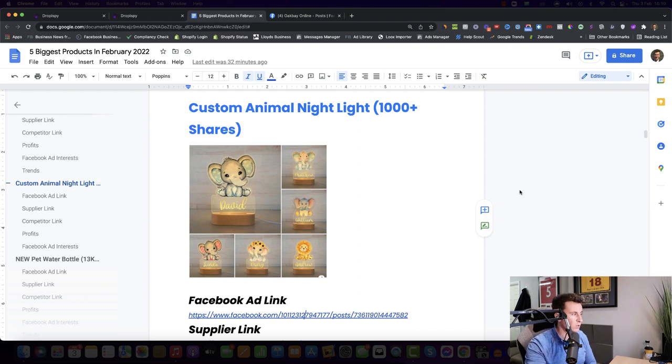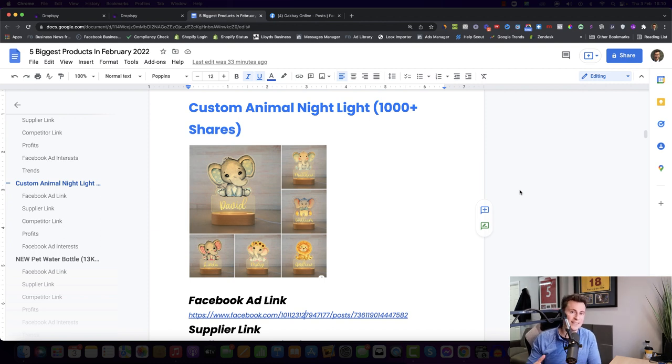Okay, so product number one is this custom animal light. There's a few reasons why I really like this product. Number one, it's a relatively new product. It took me ages to try and find this on AliExpress. So what this tells me is that there's not many people that have found this product, not many people advertising this product. And if you can be one of the very first people to bring a product to Facebook, so that the first time they see your Facebook ad is the first time they've seen that product, that makes a significant difference to how successful you can be.